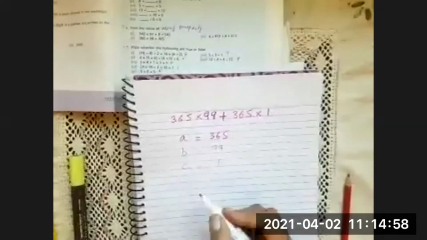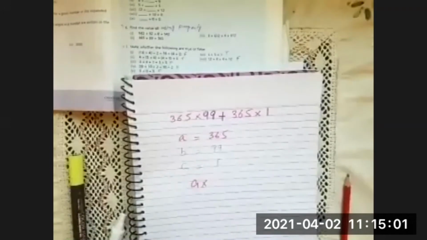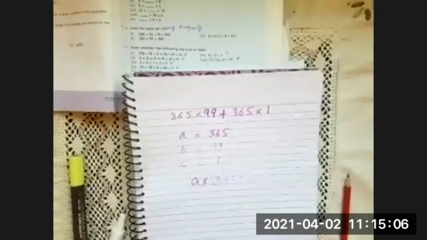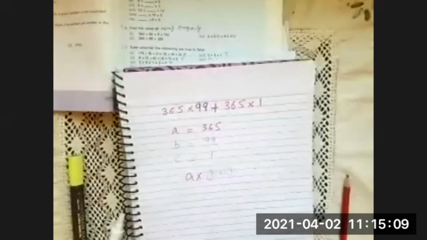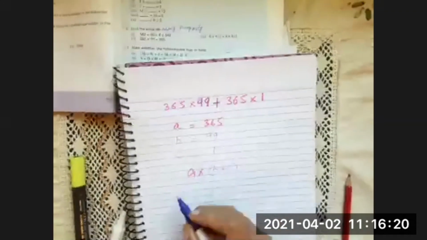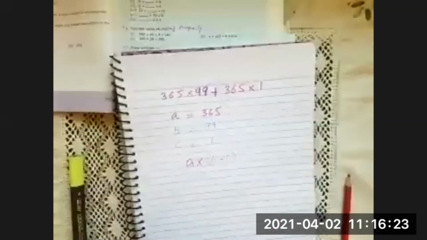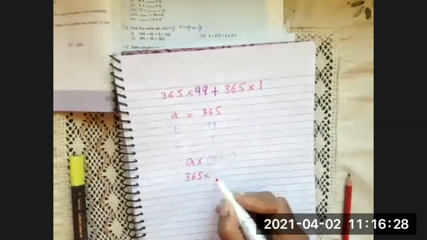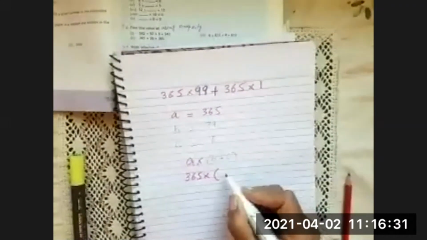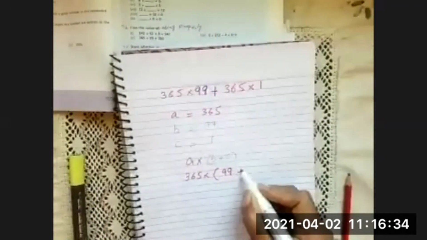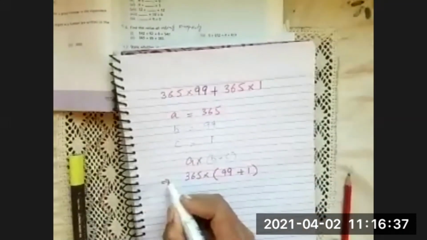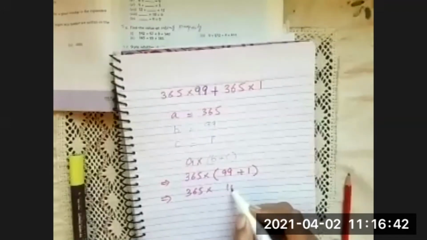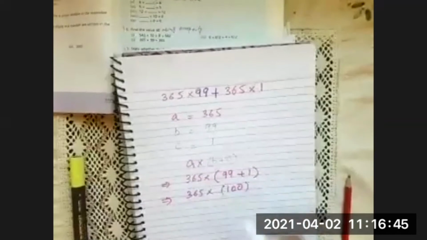The formula is A into B plus C, distributive property. A into B plus C is the formula. 365, I am writing very bold with the marker. You must see B value is 99 and C is 1. So add up the values and get the answer. 365 multiplied by 100. 99 plus 1 is 100 again.